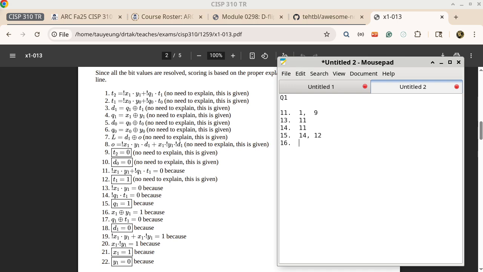So number 16: we look at the exclusive or between x1 and y1, that would be q1. That's the definition of q1. So that means I know what I'm looking for, which is number 4. So number 4 is going to be relevant. We also need to look for Q1 being something, and that's stated by number 15. So 4 and 15 together explain number 16.